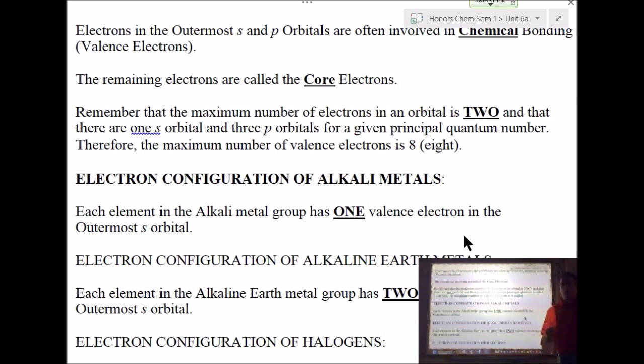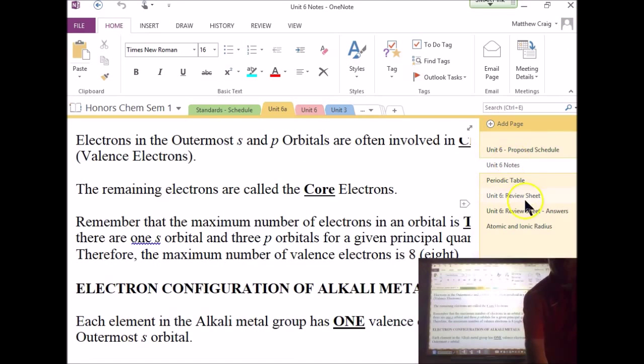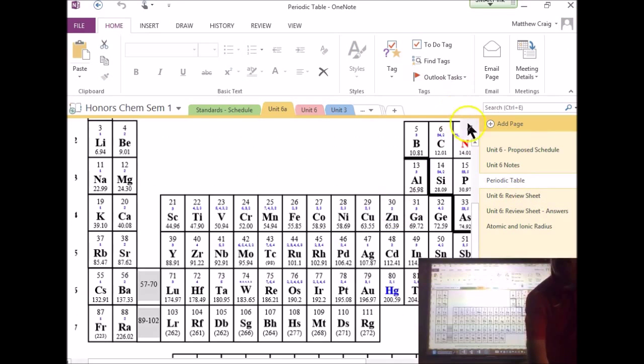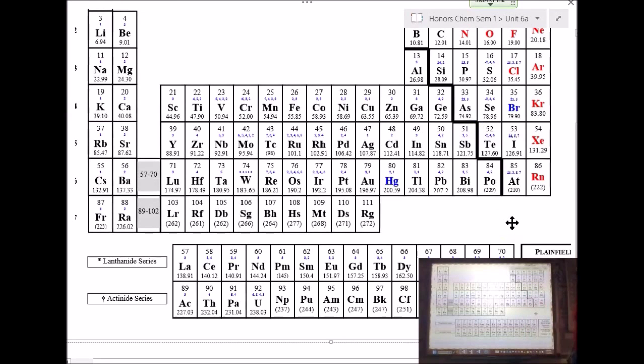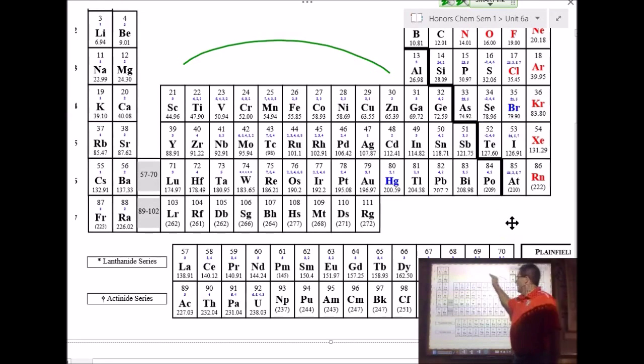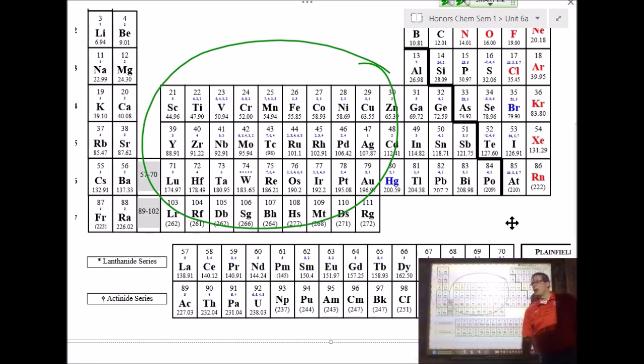Keep in mind, d orbital, here, let me pop that up here. D orbital electrons do not count for valence. Okay? These do not count for valence because, again, it's only the outermost or the highest energy level of S and P.